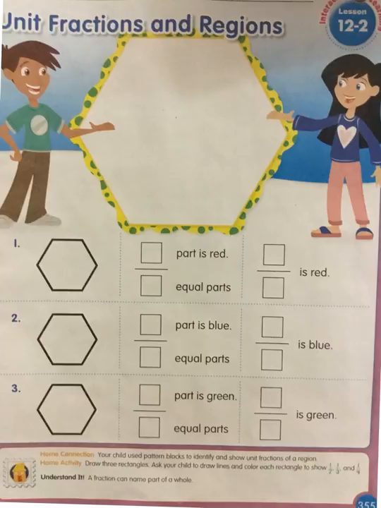Go ahead and put your name at the top. Make sure your name's at the top. Okay, so the first thing I'm going to do is look at this hexagon that is on number 1, and I'm going to divide it. How many equal parts are there? Go ahead and count them. There are 1, 2, 3, 4, 5, 6. However many equal parts there are, that goes on the bottom of your fraction where it says equal parts. So there are 6 equal parts.